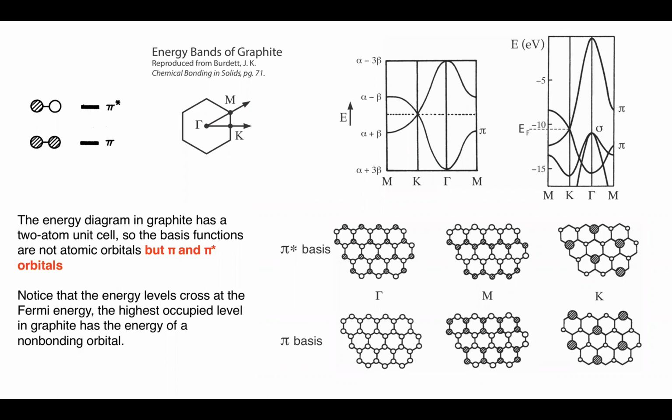Okay, so gamma point for graphite or graphene, in this analysis where we're using pi star and pi as our component, this looks like this. The M point here, starting with the blue.